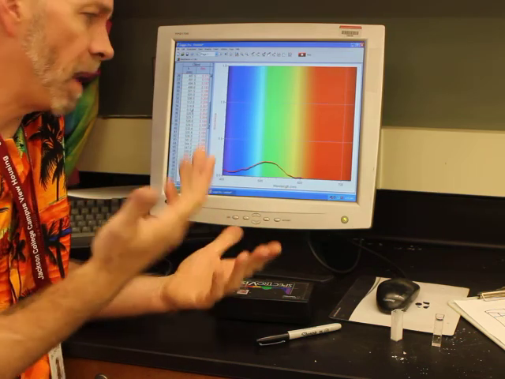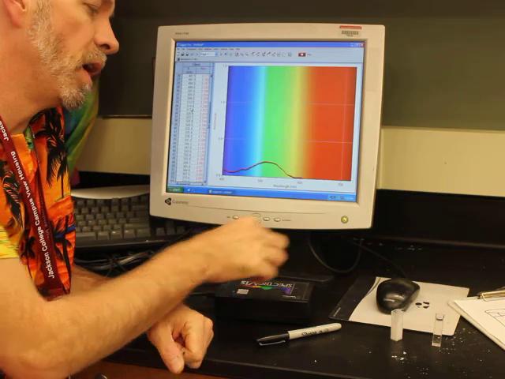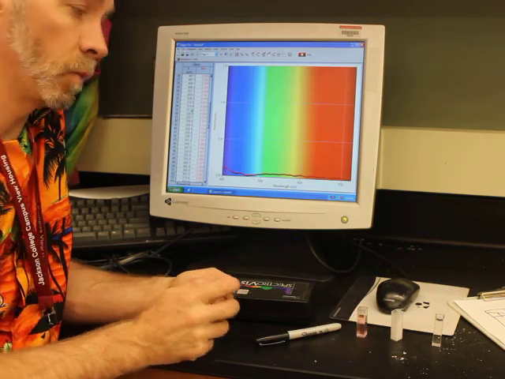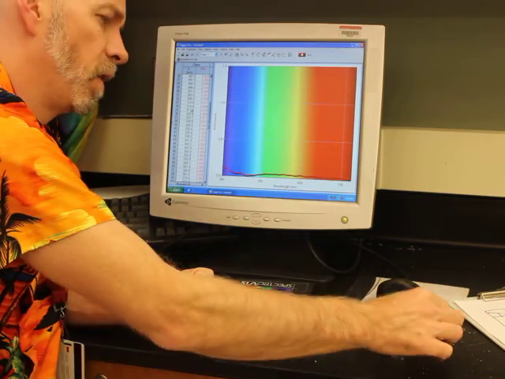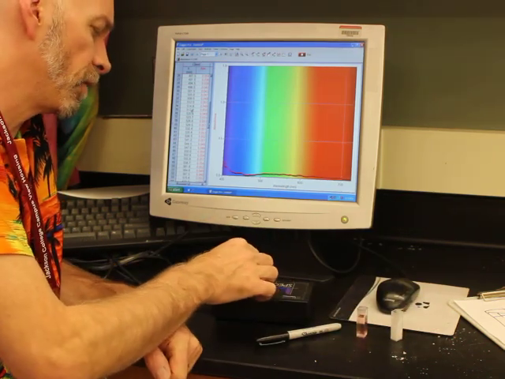We do that with our balance. We're going to do the same thing here with our spectrometer, in that we are going to calibrate it. Now this is something that only has to be done once every hour or so. You don't have to worry about it. I will calibrate it for you.